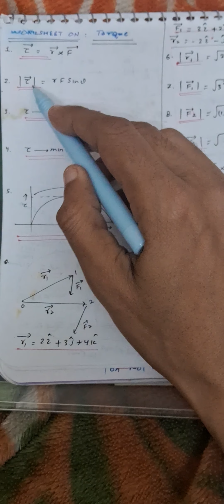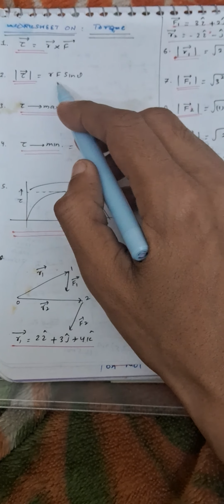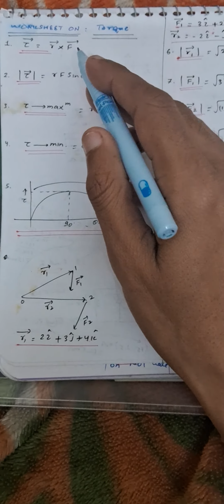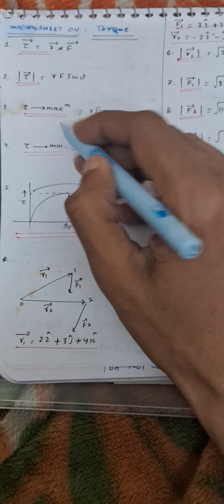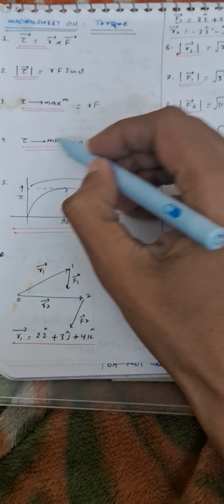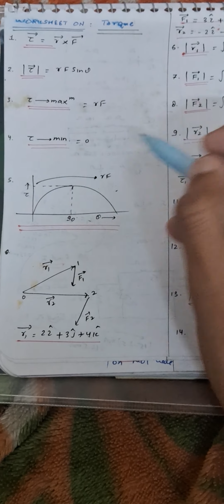Second question is what is the magnitude of torque? So the magnitude of torque is RF sin theta. Next is the maximum value of torque, so it is RF. Next is the minimum value of torque, it is 0.